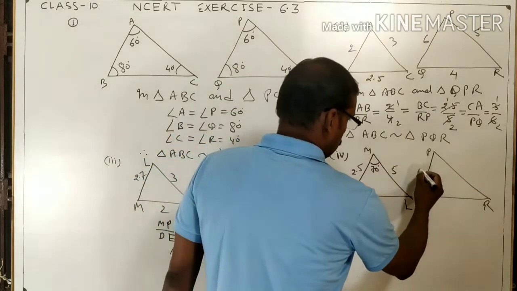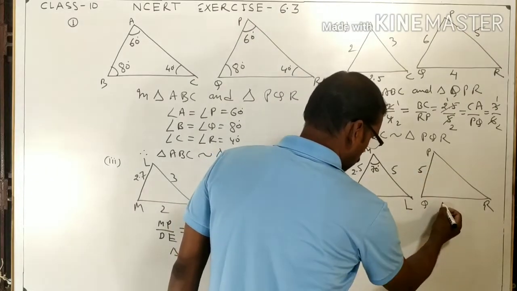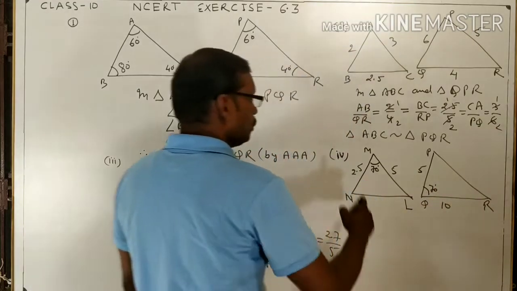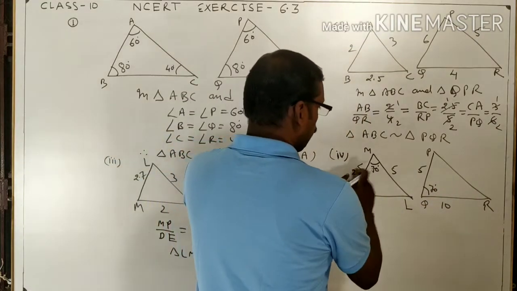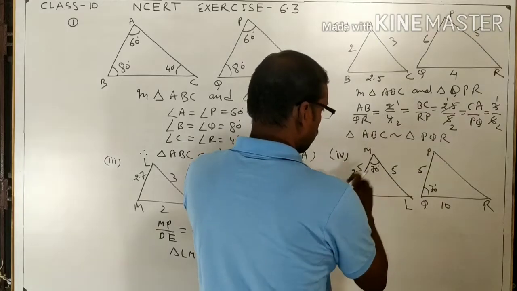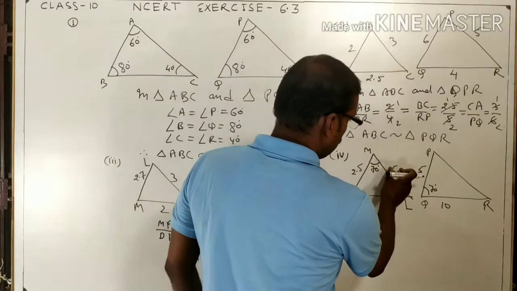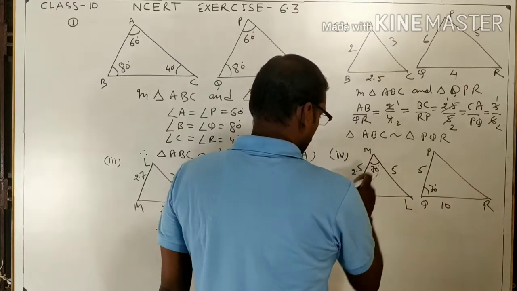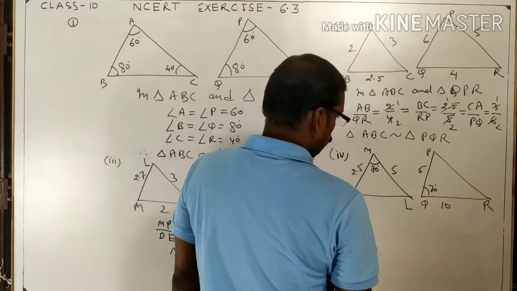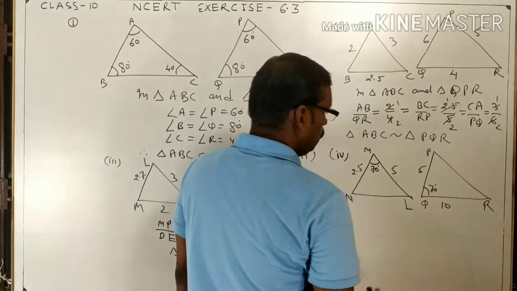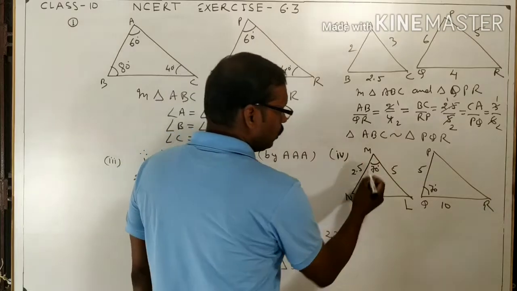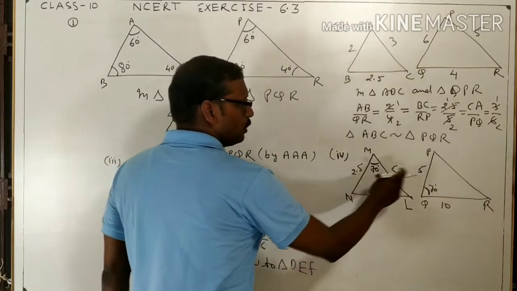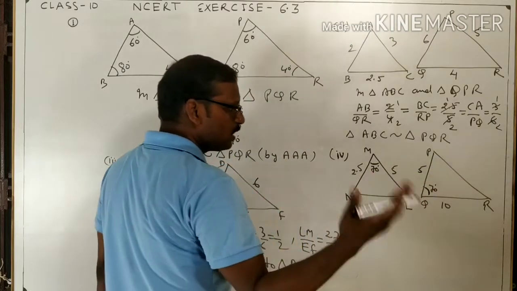Similarly, this side is 5, 10, and this angle is 70 degrees. So we see that 2.5 to 5, the ratio of this side and this side is 1 by 2. Similarly, 5 to 10, the ratio of this side and this side is 1 by 2. So MN by PQ equals ML by QR. The ratio of two sides are equal, and the including angle is also equal. So this triangle is similar to this triangle by SAS similarity.